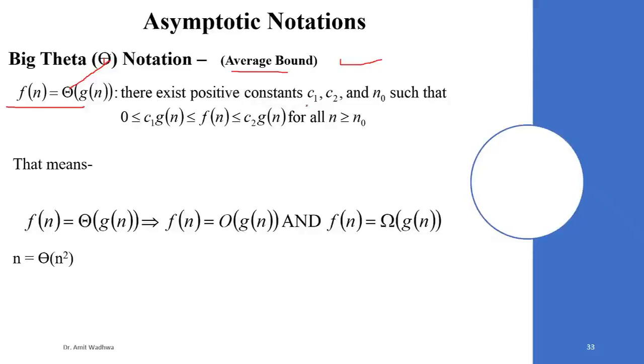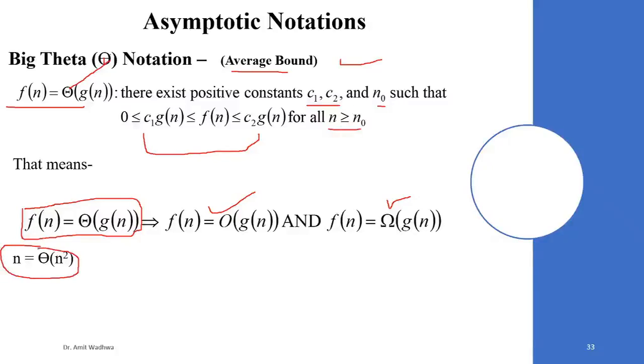So it says that there exist some positive constants c1, c2 and n naught also. For all values of n greater than n naught, the condition should be true. Like we should be able to find a function which is less than or equal to this f(n), and it should be greater than or equal to this f(n) for some constants c1 and c2. So what we are saying is if f(n) is equal to big theta of some function g(n), then f(n) is equal to big O of g(n), and simultaneously f(n) is equal to big omega of g(n). So we have to find out some conditions based on which this should be true.